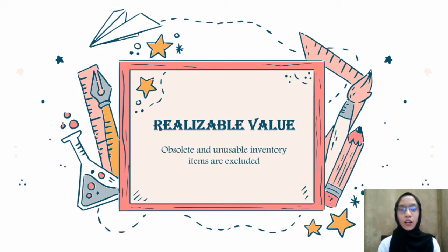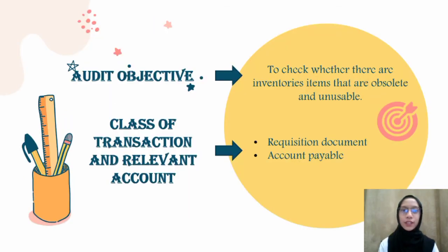For the next management assertion is realizable value. It means that obsolete and unusable inventory items are excluded and not being calculated. Okay, what is the audit objective for realizable value? It is to check whether there are inventory items that are obsolete and unusable. The relevant accounts for realizable value are requisition document and account payable.